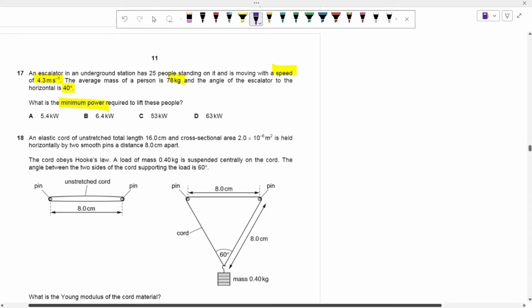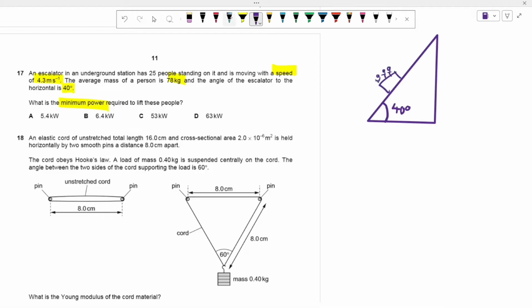So if you look at this, we have our slide, something like this. This is our escalator, and then we're given this angle, which is essentially just 40 degrees. Then we're going to represent everyone with just one big block, so we have everyone here. The overall weight of these people, everyone is going to have a specific weight acting down, so their weight is going to be equal to mg.